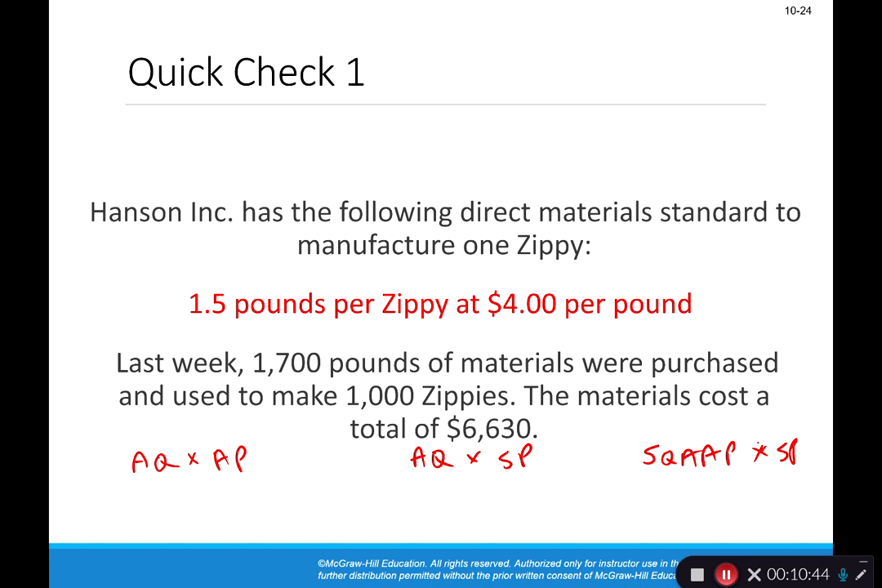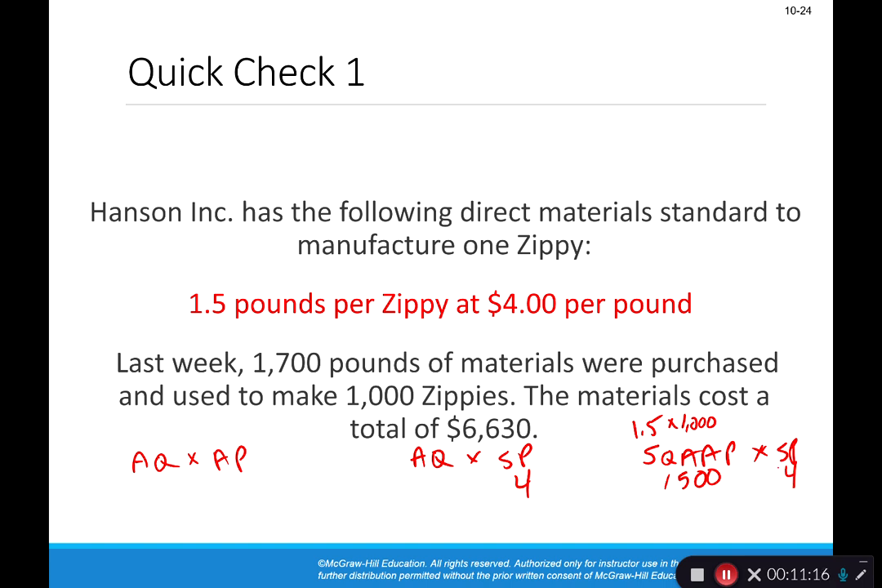So in this case, the standards are 1.5 pounds per Zippy at $4 a pound. So the 1.5 is going to be used to get my SWAP, and it's the standard quantity allowed per unit of 1.5 times the number of final products, which are 1,000 Zippies, which means that we have 1,500 as my standard quantity allowed for actual production. My standard price is the $4 per pound.